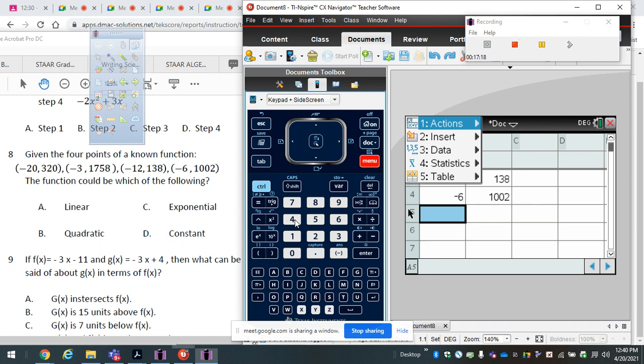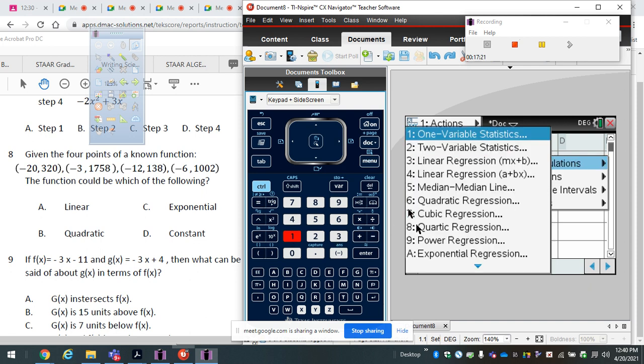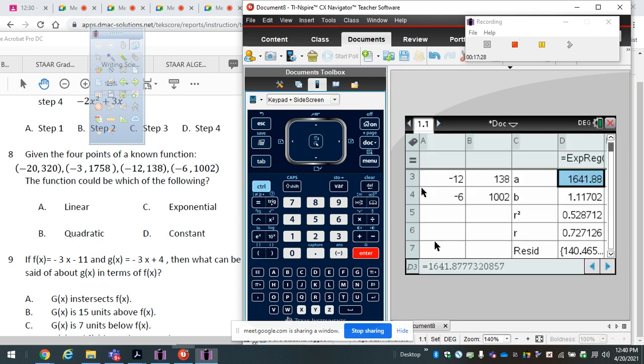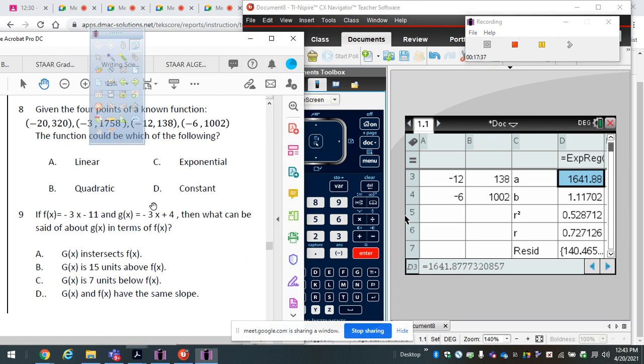And I'm going to check exponential. 4, 1, exponential. And r, control here. And I get that one. The r's not even close. So the one I think it's the closest to is quadratic. Okay, that's just the way it goes.